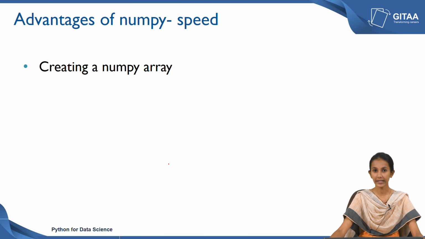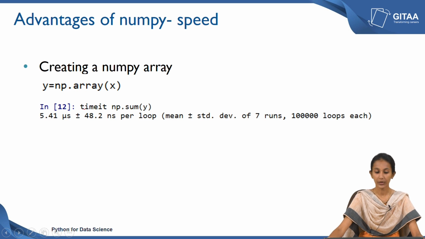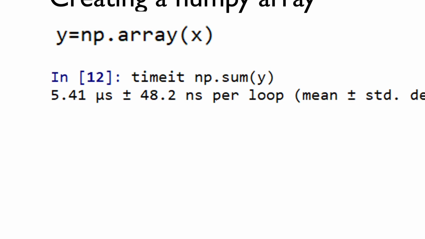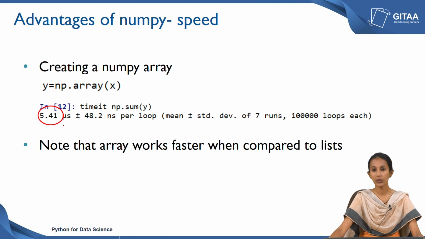Next we will create a NumPy array. We will also calculate the runtime speed for this and then we will compare which one is faster. So, creating a NumPy array: x is equal to range of 1000, np dot array converts it into an array and I am storing it in a variable called y. When you give timeit of np dot sum of y, it returns an output of 5.41 microseconds. So, the array works faster when compared with list. This is the first advantage of NumPy.